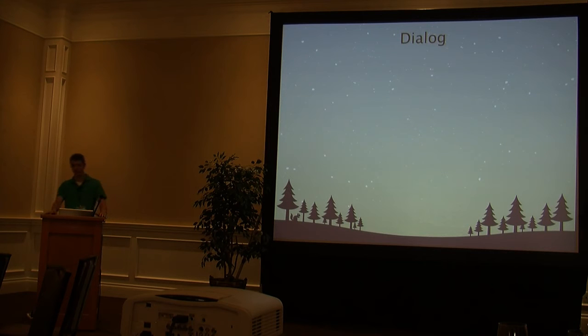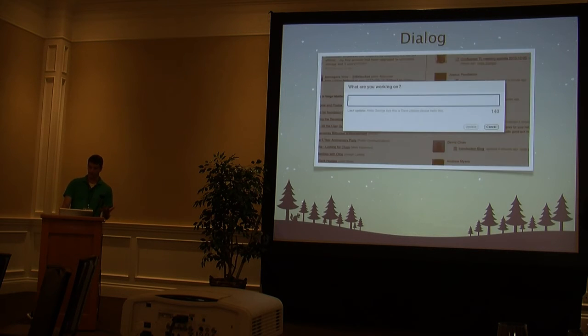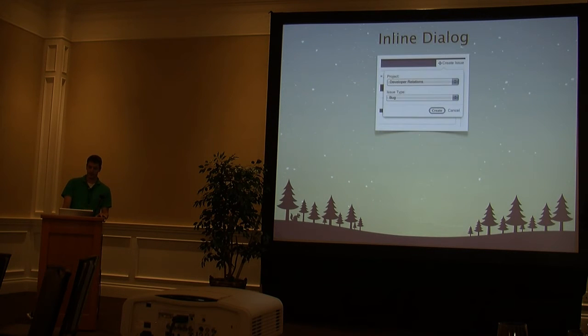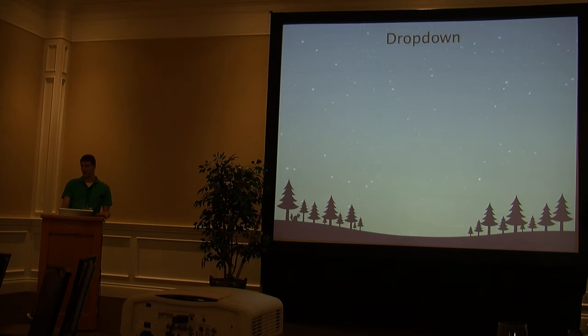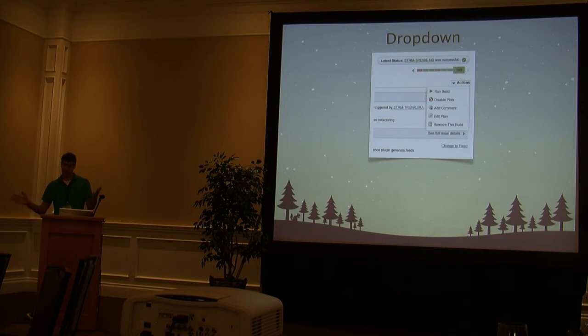I just want to run through a few quick examples of where you might have seen owie. If you're not familiar with owie, then you probably don't know when it's being used in our applications. So stuff like the dialog. This is the user status dialog in Confluence. And inline dialog, if you've ever created an issue in Jira, which I'm sure all of you have, that's done with an inline dialog. We have drop downs everywhere. This is taken out of Bamboo, but you see them all across our products.